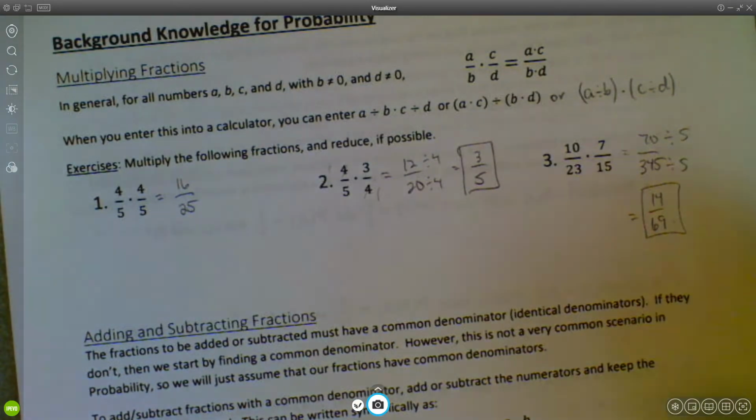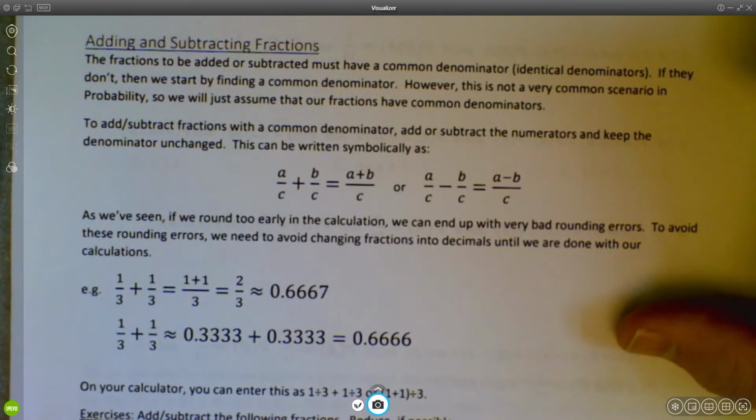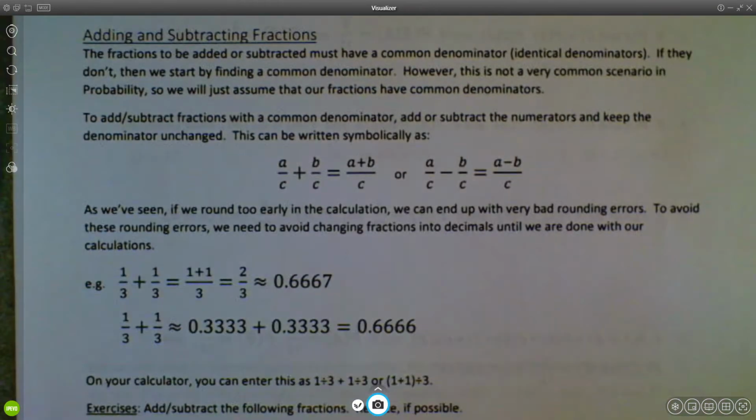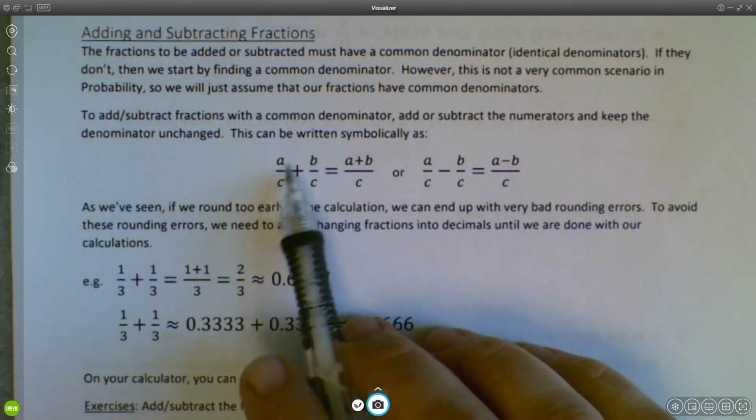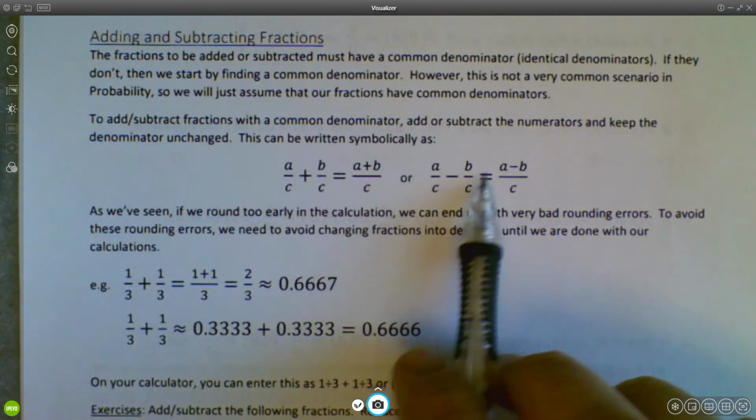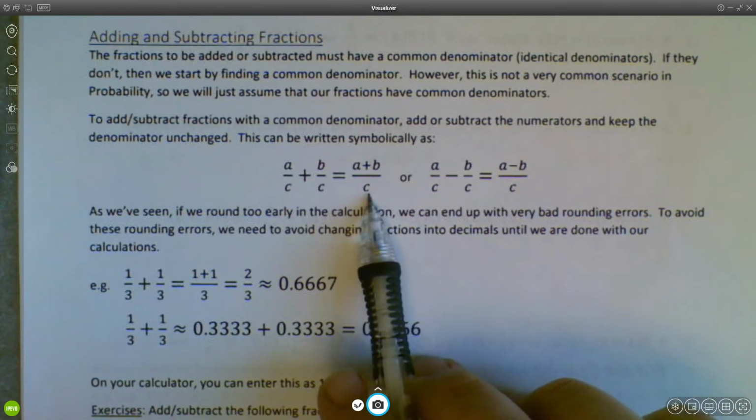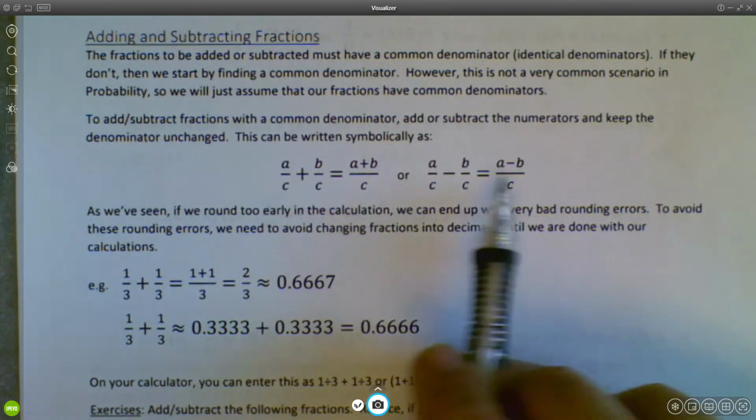Let's talk about adding and subtracting fractions. Adding and subtracting fractions is where you do need a common denominator. Okay, so you have to have a common denominator. If you have a common denominator, then you just add the numerators or subtract the numerators, and you leave the denominator unchanged. Okay.